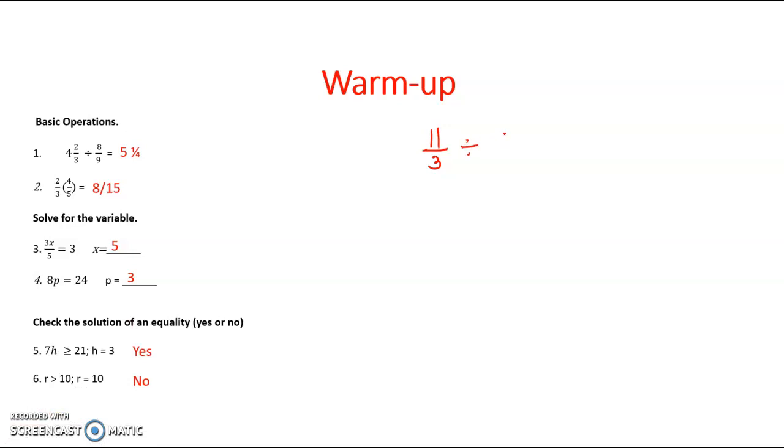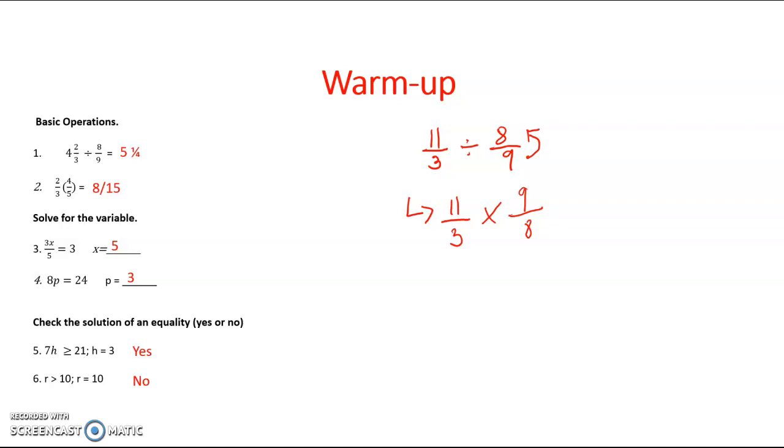Divided by 8/9. All right, so remember, when I'm doing division, I need to multiply by the reciprocal of the divisor. So 11/3 is going to stay the same. And then I need to find the reciprocal of 8/9. So that'd be 9/8, and then I multiply. All right, so 11 times 9 times 8.